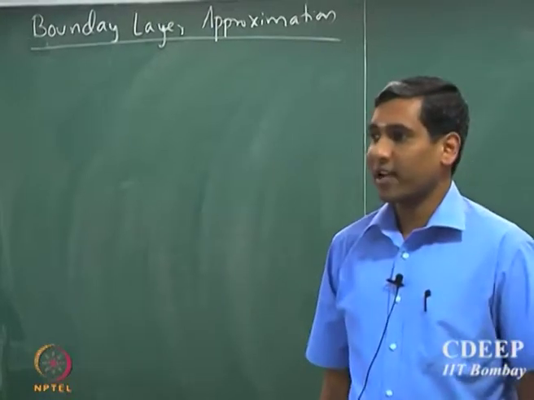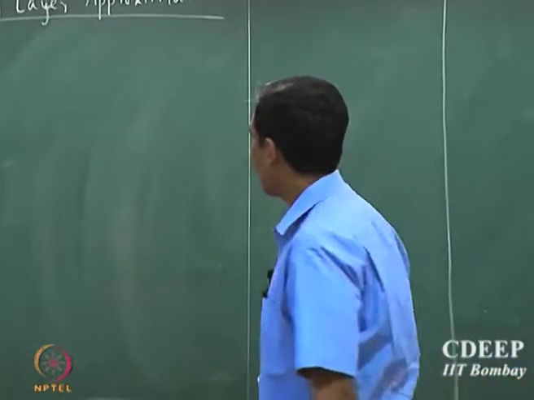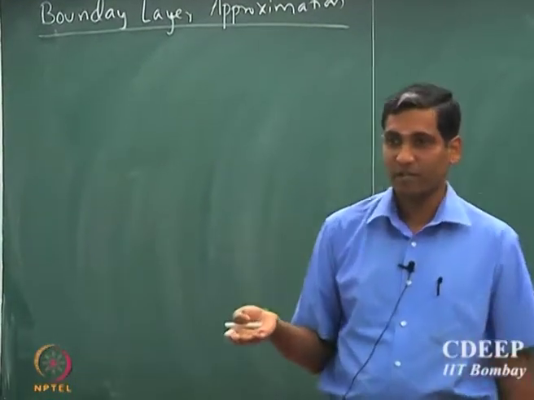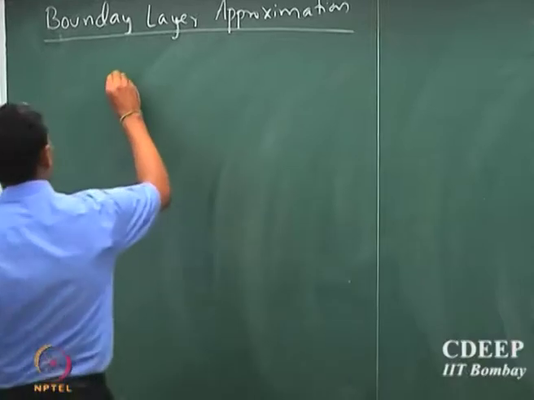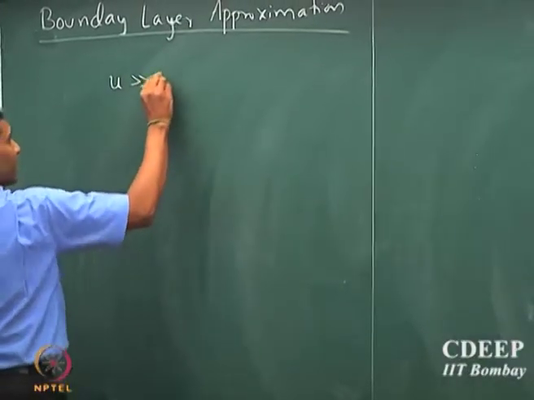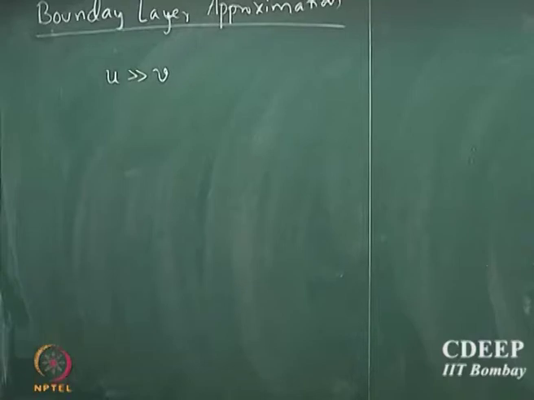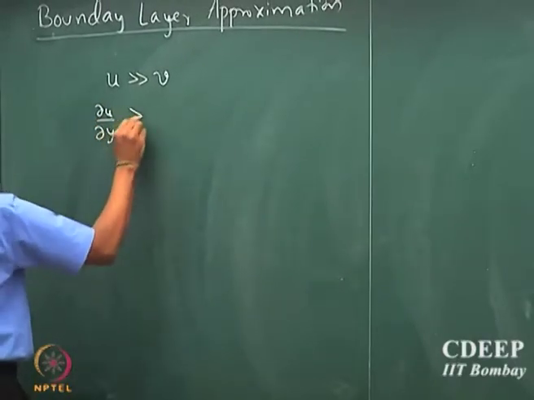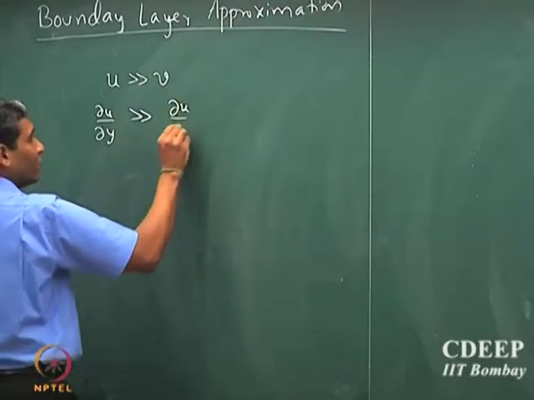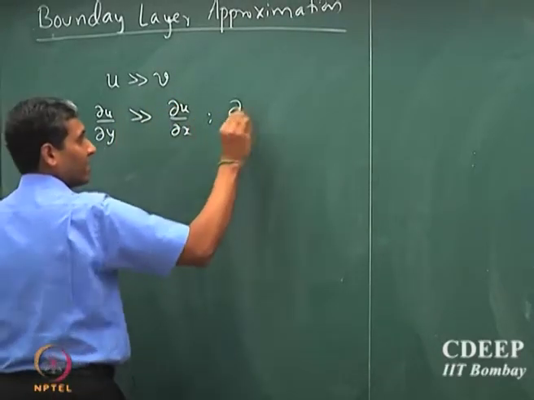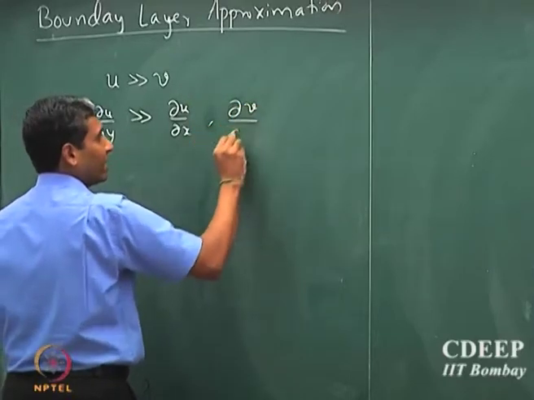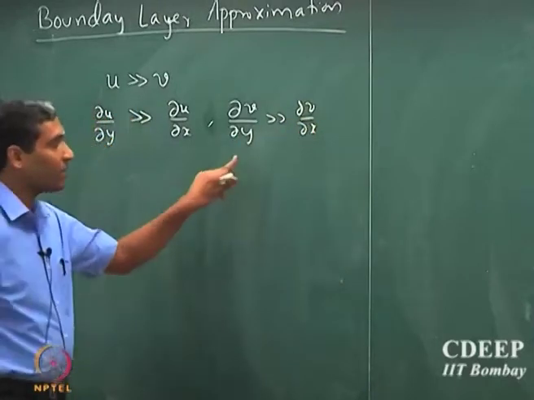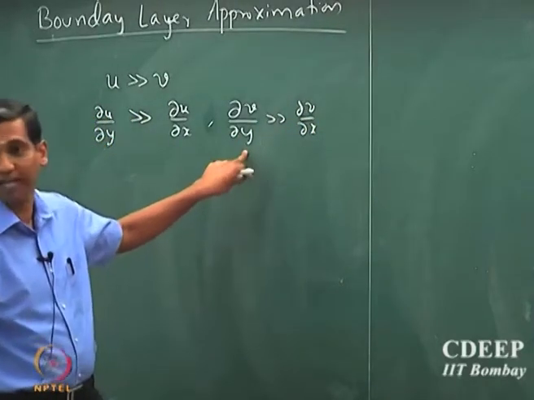So we stopped in the last lecture by looking at the gradients in the boundary layer. We introduced the boundary layer approximation, where we said that the x component velocity is much larger than the y component velocity, and that du/dy is larger than du/dx, and dv/dy is larger than dv/dx. Note that I made a typo. This should be y and not x.